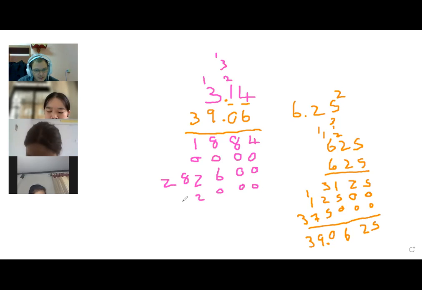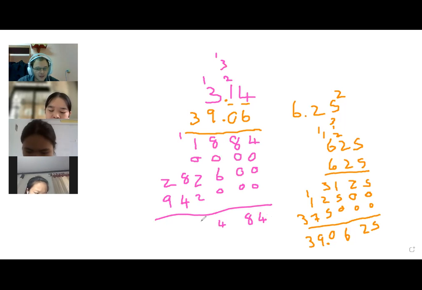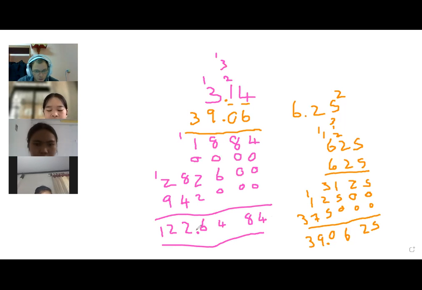3 times 1 is 3, is 4. 3 times 3 equals 9. Now we add them. 4, 8, 14. 2 plus 2 is 4, plus 1 is 6. That's 12. That's going to be 12 again. So that's our final answer here. 1, 2, 3, 4. 1, 2, 3, 4.